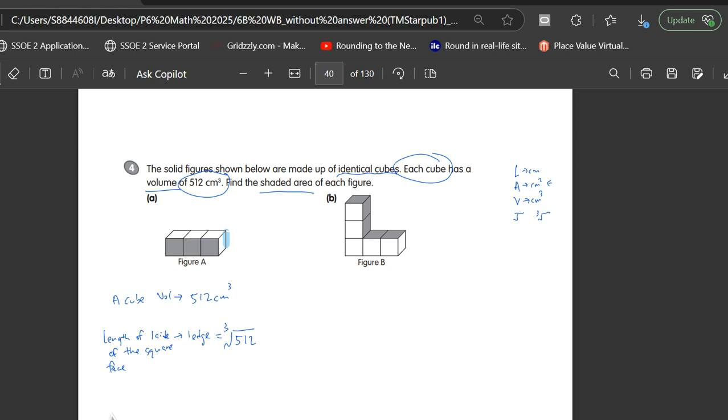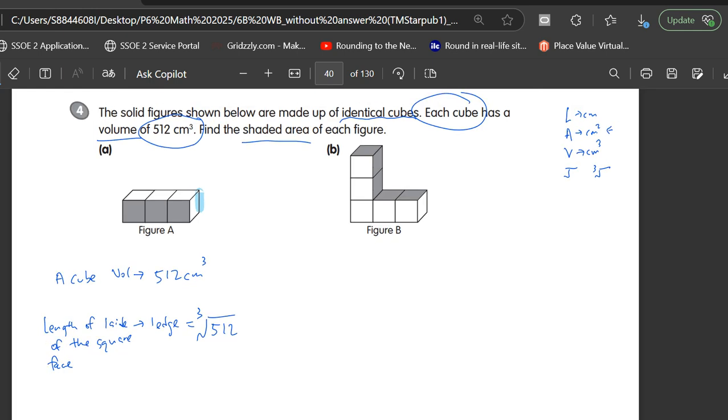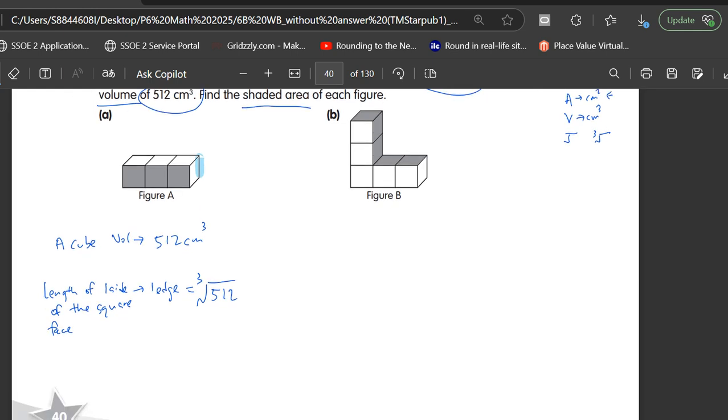Cube root now? Or any suggestions? You can try to think what numbers will multiply. What numbers multiply to give you 512? Is it 3 times 3 times 3? No, we know that's 27. Is it 4 times 4 times 4? No, that's 64. Is it 5 times 5 times 5? Well, it's a cube. Cube means I have 3 numbers that multiply together to give me 512. It's the same number.